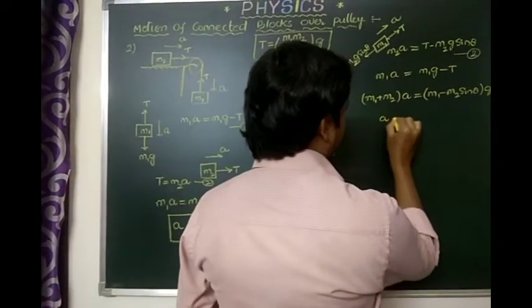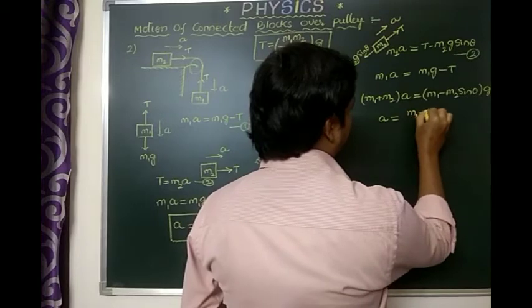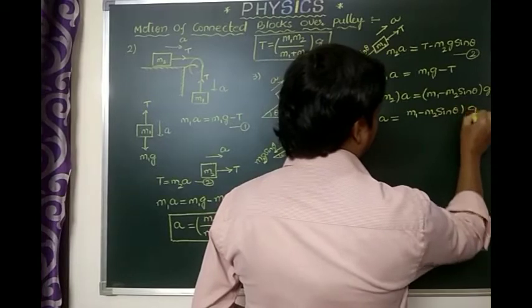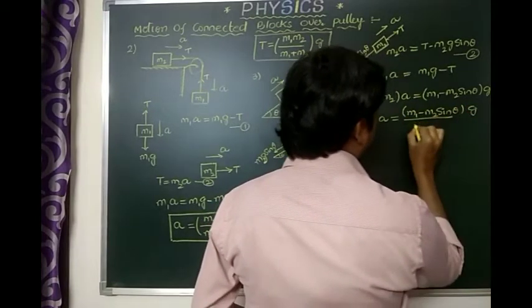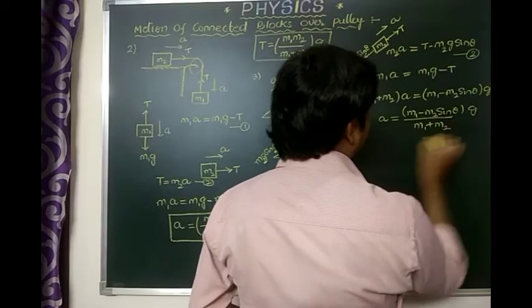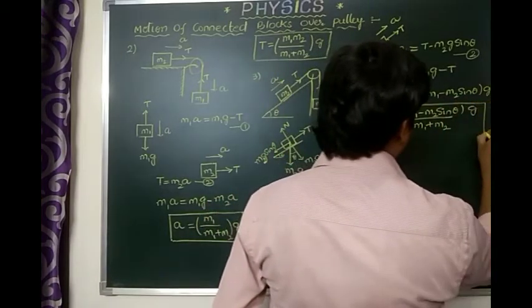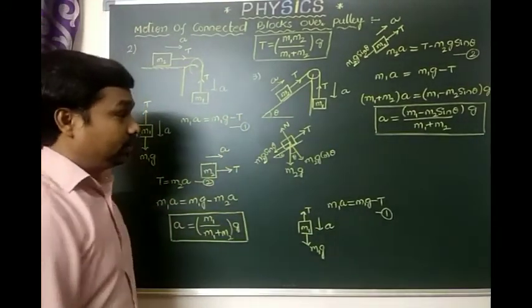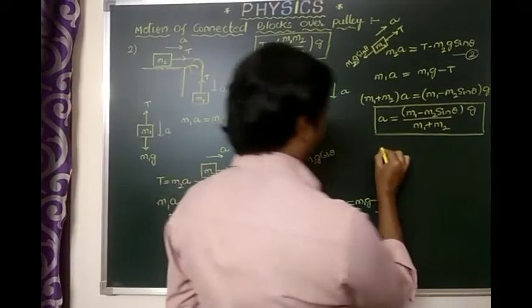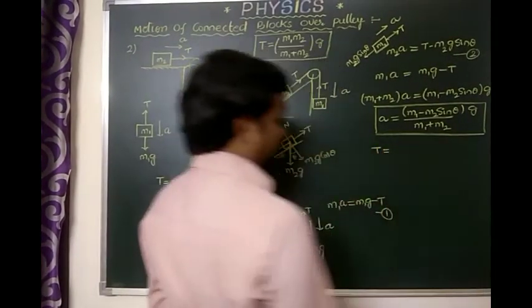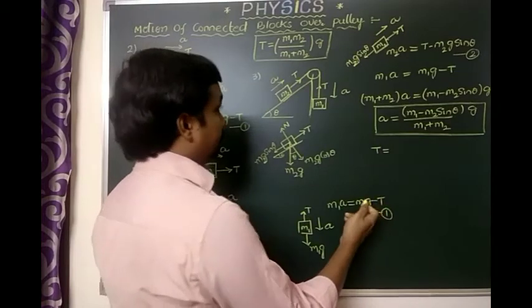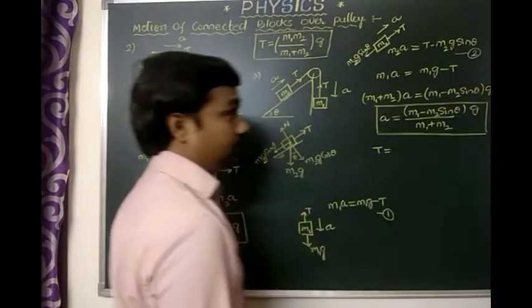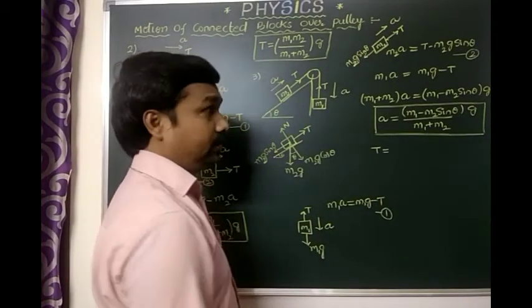So acceleration A is equal to M1 minus M2 sin theta into G by M1 plus M2. This is the formula for acceleration. Okay, and coming to tension T, we can write it using equation number 1 or else equation number 2. In any one of the equations you need to write and calculate.